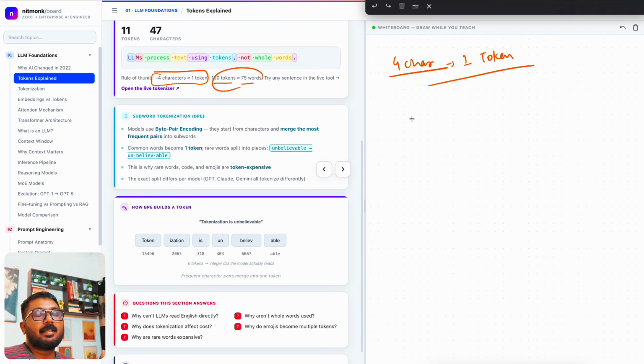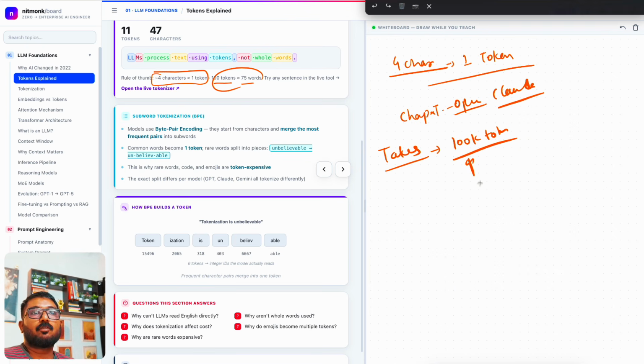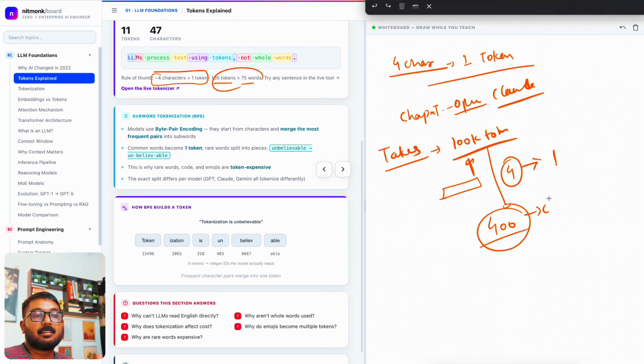So for now, when ChatGPT, OpenAI or Claude takes, for example, 100,000 tokens as an input, they are not characters, they are not words, they are a combination of those. If by the rule of thumb 4 characters become one token, then if they are taking 100,000 tokens, they are taking around 4 lakh characters as an input.